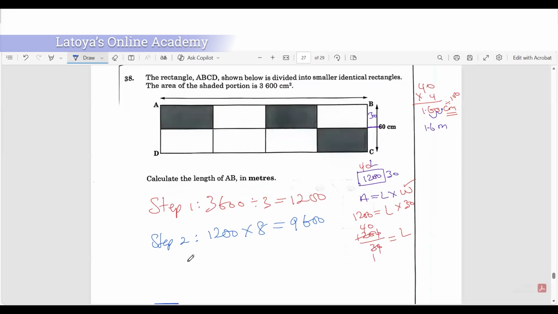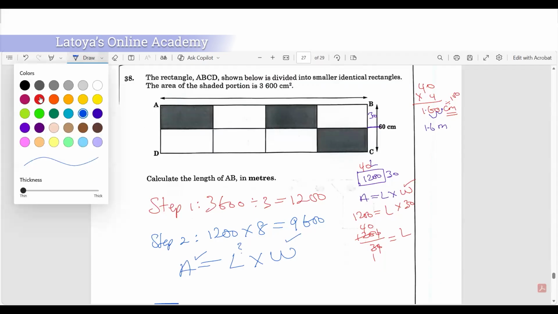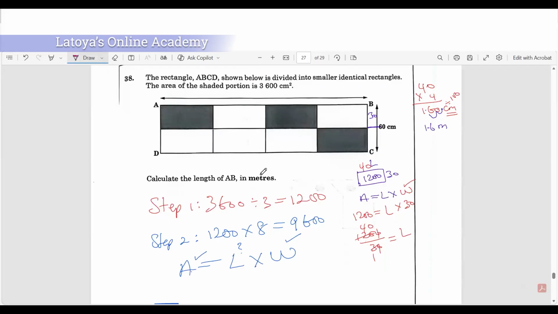Now, let's write our formula again. How do you find the area of a rectangle? And this huge rectangle, the same thing, right? Length times the width. What do we know? We know the area. What else do we know? We know the width. So we have to find the length. Let's put in the values we know. We worked out the area of this entire shape. It's 9,600. We don't know the length, but we know the width of the entire shape is 60.